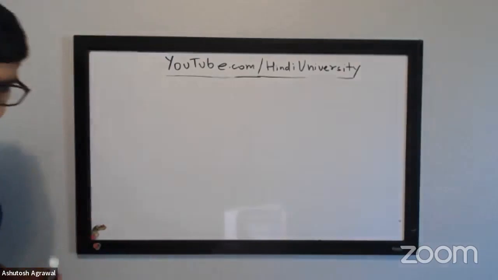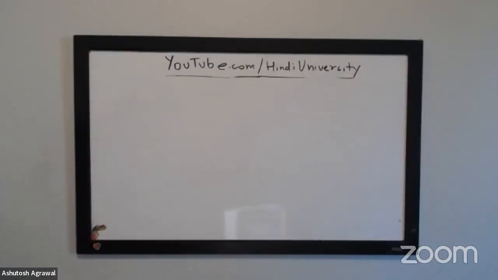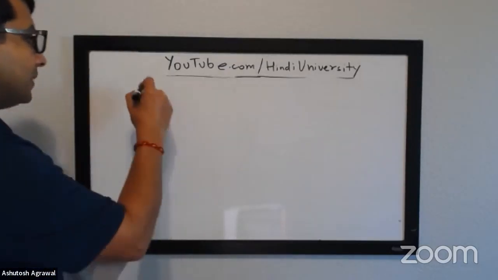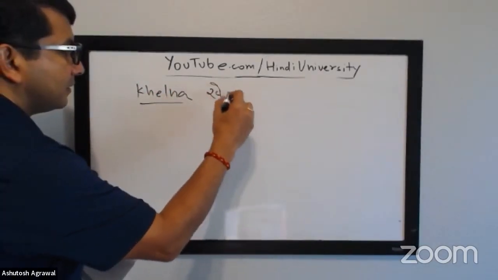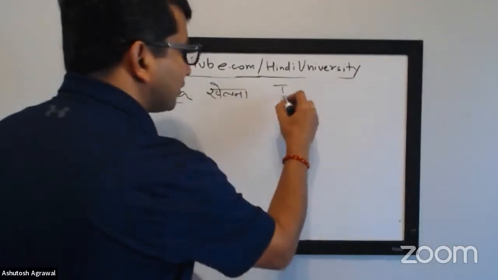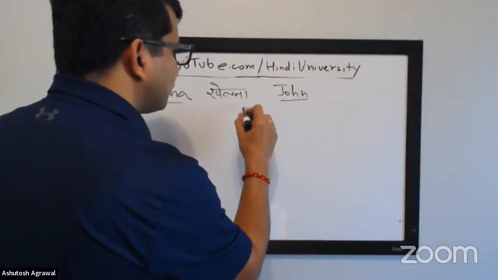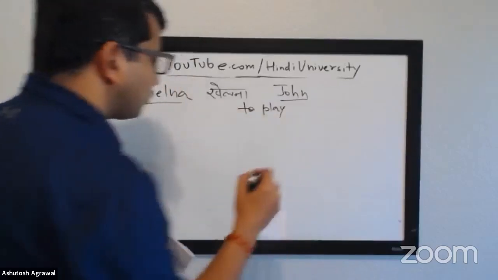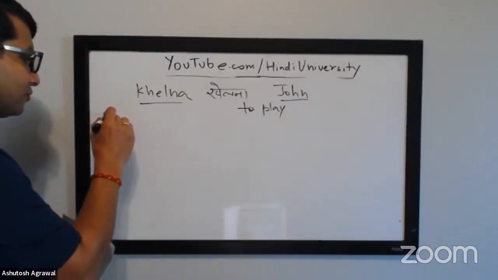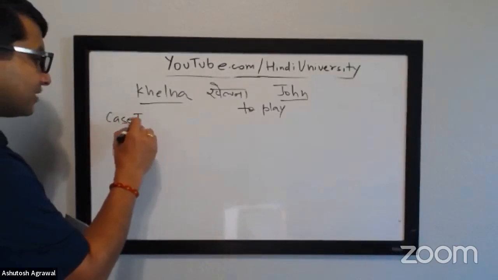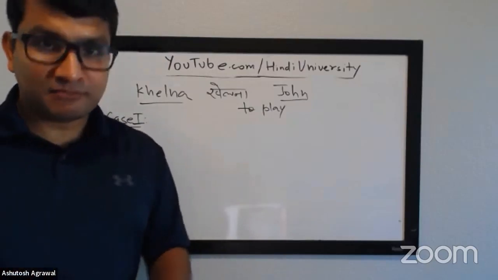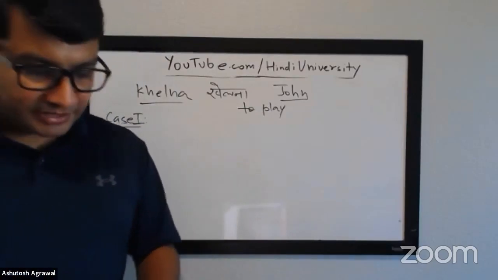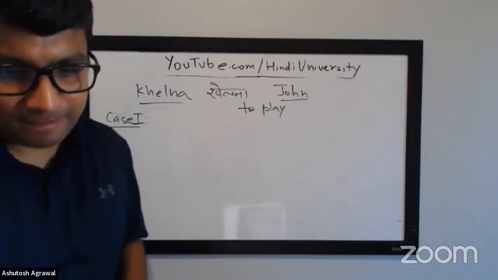So far I was using the pronoun मैं, but now let's do the verb khelna with John. John is the pronoun here. Khelna is to play, as you know. In case number 1, I want all of you to write down a sentence that shows the possibility. Shayad, perhaps John plays there.